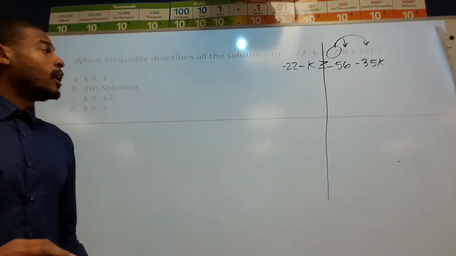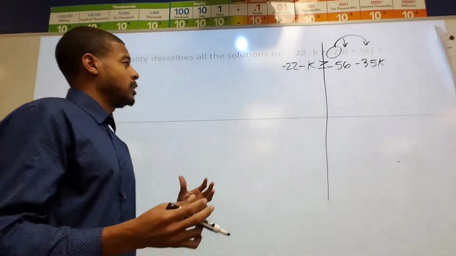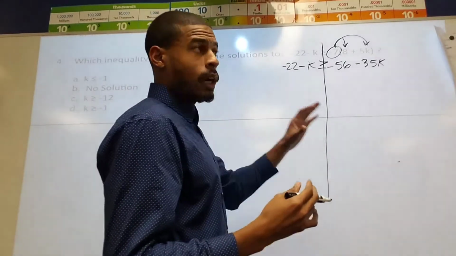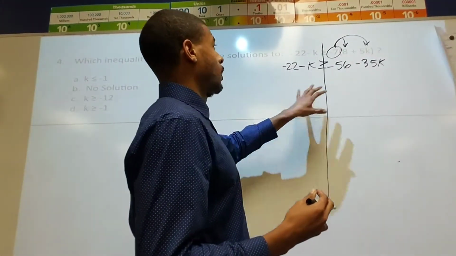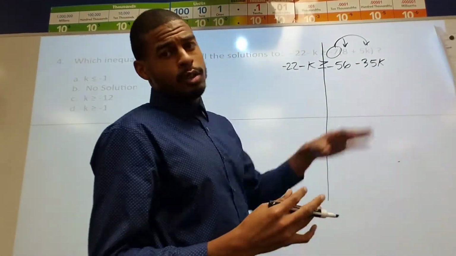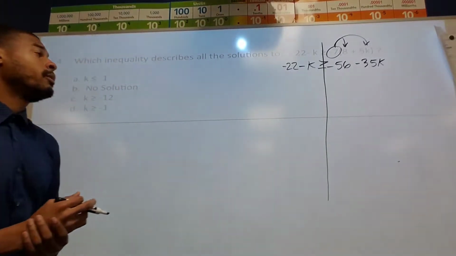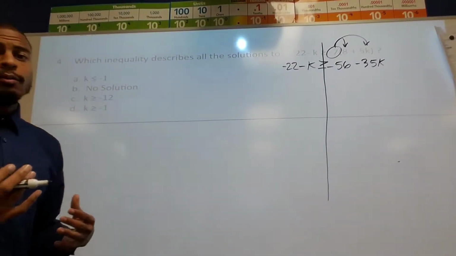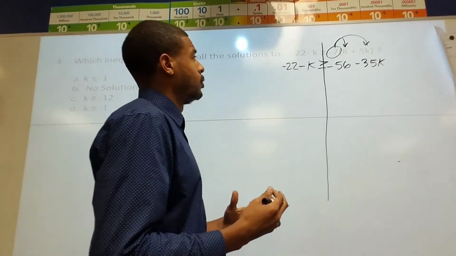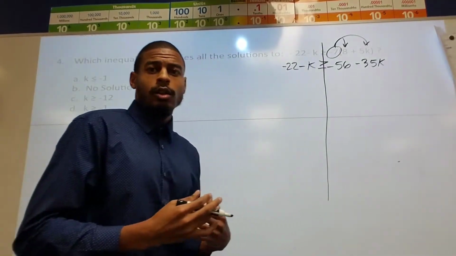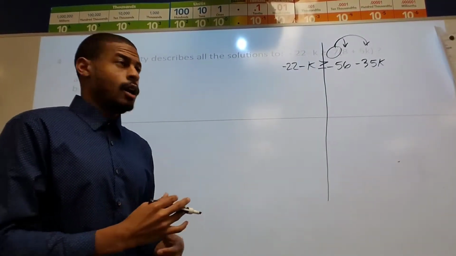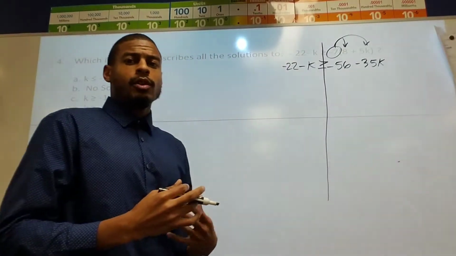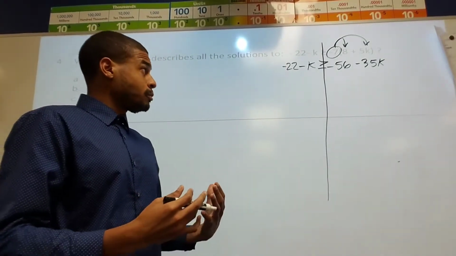Now that we got rid of parentheses, we look and see if we can combine like terms on each side. We can't combine anything here. We can't combine anything here, so we're good. We're going to move on to our next step, which is dealing with the variable. I'm going to do the inverse to get rid of the variable on one side. I'm going to start with the smallest variable.